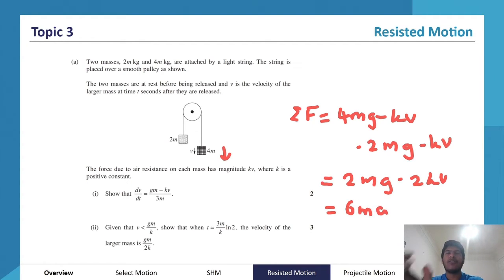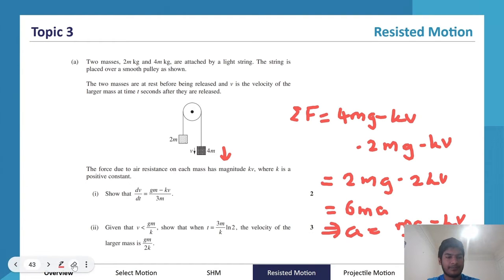Again, it's looking at the forces on the entire system rather than individual blocks, but the individual block approach should still work. And so we end up with the acceleration. If we divide through by 6m, it's going to be (mg minus kV) over 3m, as required, or g minus kV over 3m. That's the way they like to write it.